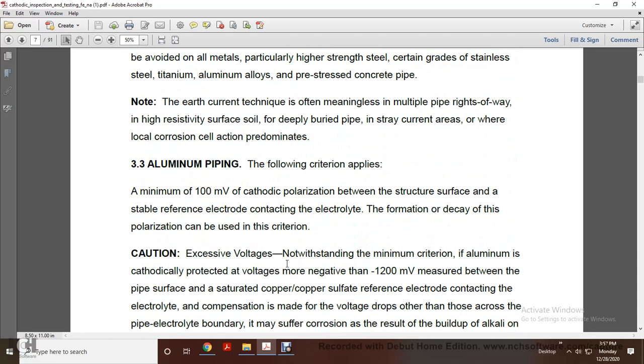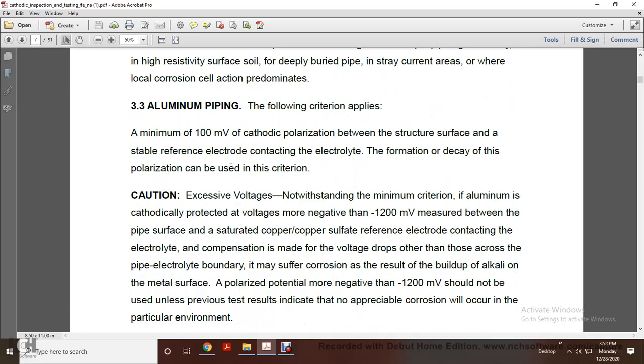3.3. Aluminum piping. The following criteria apply: a minimum of 100 millivolts of cathodic polarization between the structure surface and a stable reference electrode contacting the electrolyte. Formation or decay of polarization can be used in this criterion. Caution: excessive voltage notwithstanding the minimum criterion, if aluminum is cathodically protected, the voltage should not be more negative than -1200 millivolts, measured between the pipe surface and a saturated copper sulfate reference electrode contacting the electrolyte, with compensation made for voltage drops other than across the pipe-electrolyte boundary, since the metal may suffer corrosion from the buildup of alkali on the surface.